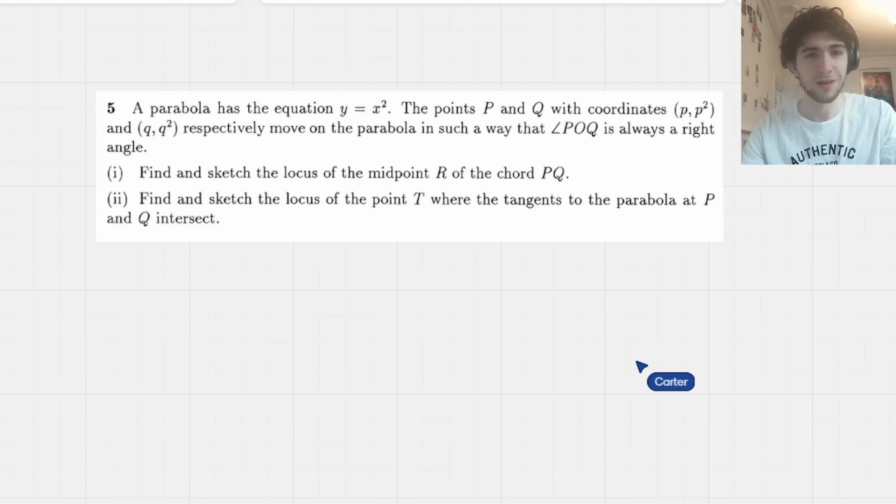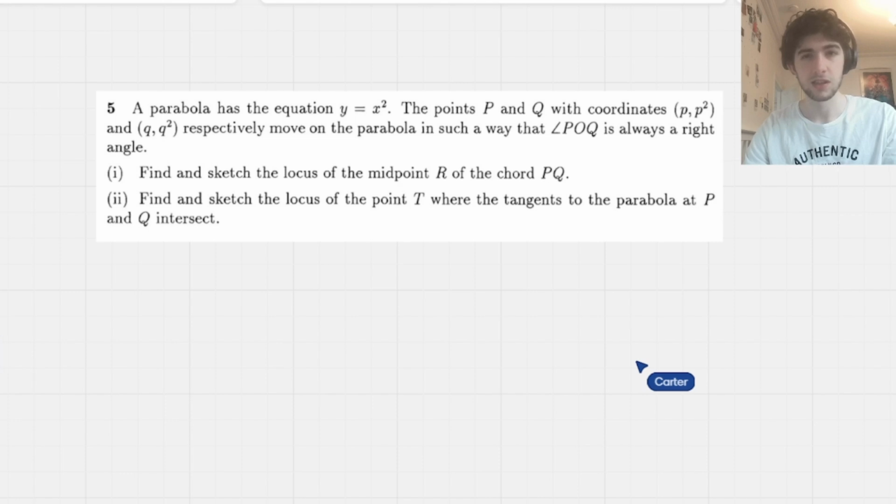Okay, so we have a parabola with equation y equals x squared, and the points P and Q with coordinates (p, p squared) and (q, q squared) respectively move on the parabola in such a way that the angle POQ is always a right angle, so always 90 degrees. We have two parts to the question. The first part is to find and sketch the locus of the midpoint R of the chord PQ.